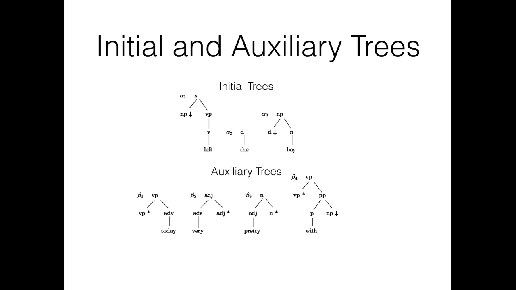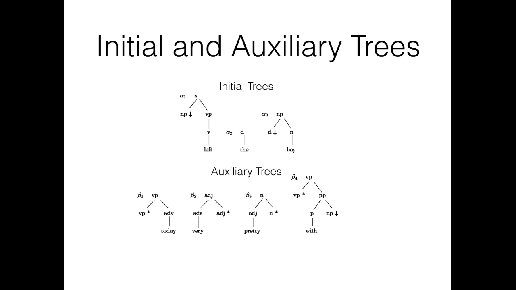On this slide, we have some initial trees, alpha 1, alpha 2, and alpha 3. We can see with these examples that the definition holds true: 1, the interior nodes are all labeled with non-terminal symbols, and 2, the frontier nodes are either labeled with a terminal symbol or with a non-terminal symbol that is marked with a substitution marker. Notice the substitution marker labeled on alpha 1 on the NP node.